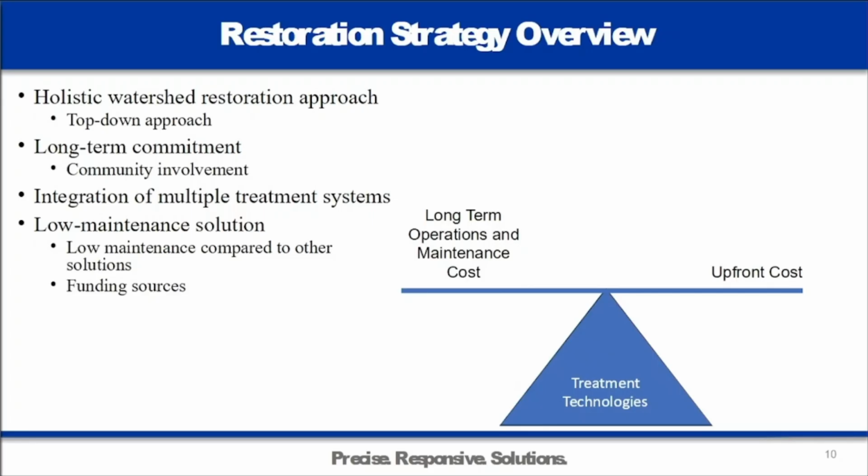Oftentimes, due to funding issues or labor supply, you're not able to continue the maintenance work there. So these systems prioritized a larger upfront grant-funded source of money to buy all their buffering capacity at the beginning in designing a passive treatment system.